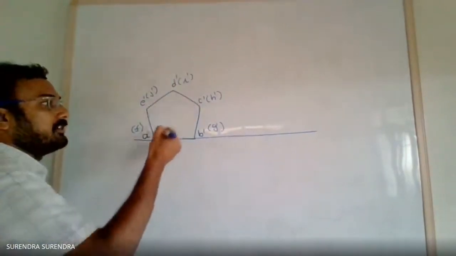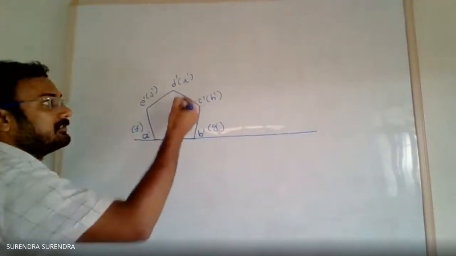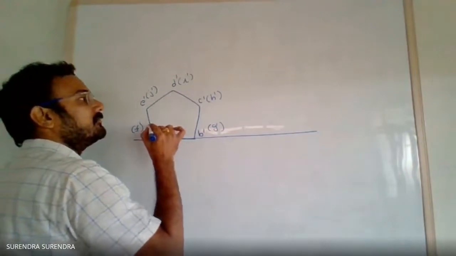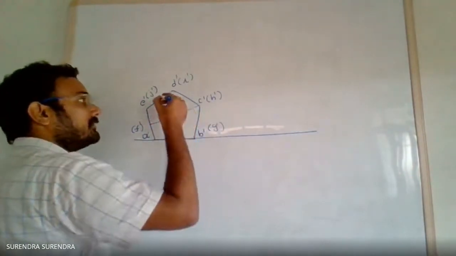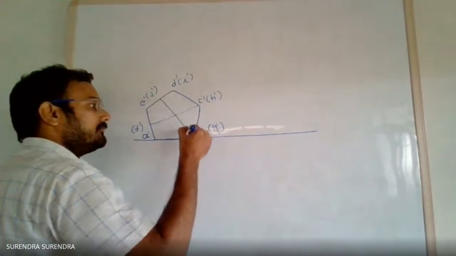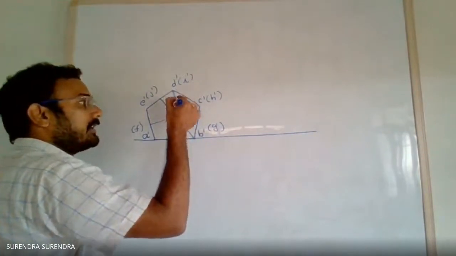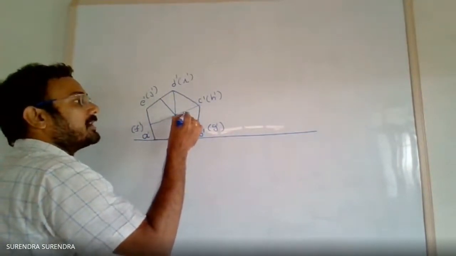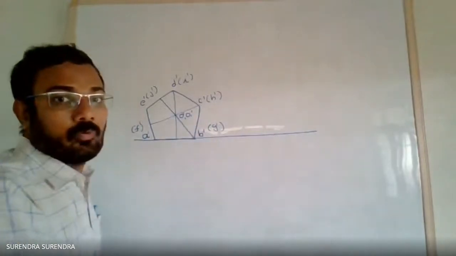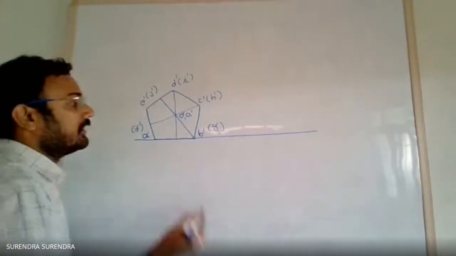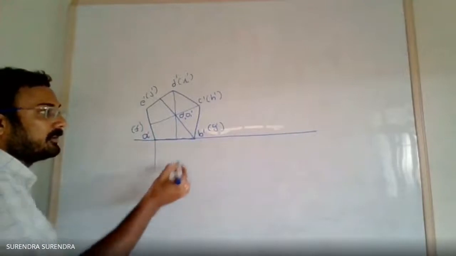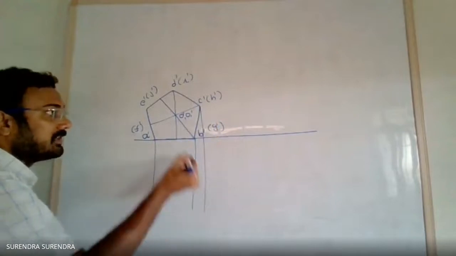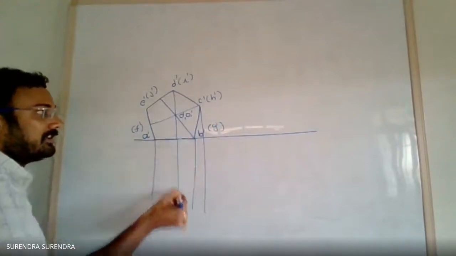Before that, also identify the axis. How to identify the axis? Join the side midpoint to the opposite corner. So this is the point O dash, O1 dash, the axis point. Now draw the projections from each and every point: A, B, C, D, and E.